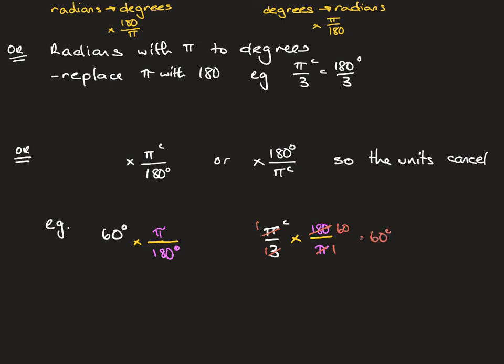For the 60 degrees, you've got 60 goes into 60 once and goes into 180 3 times, so you're left with pi on 3 radians.